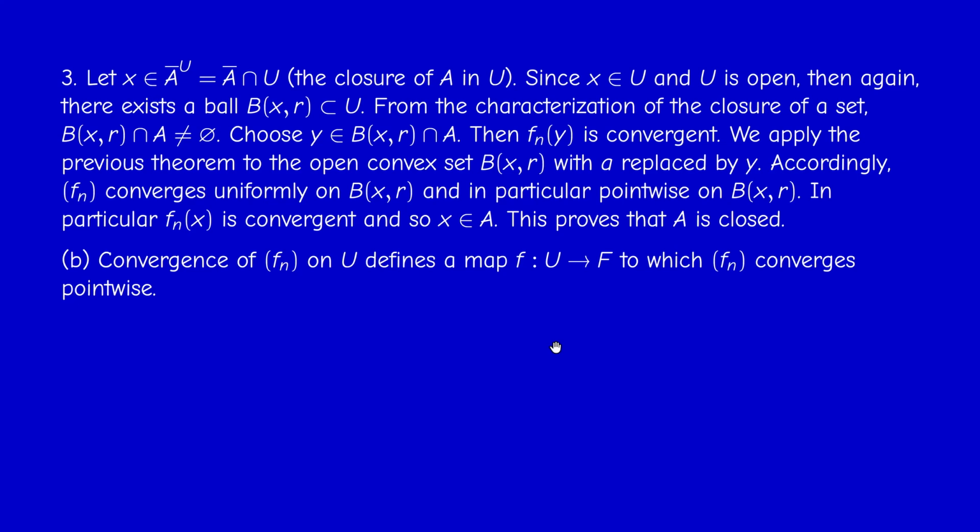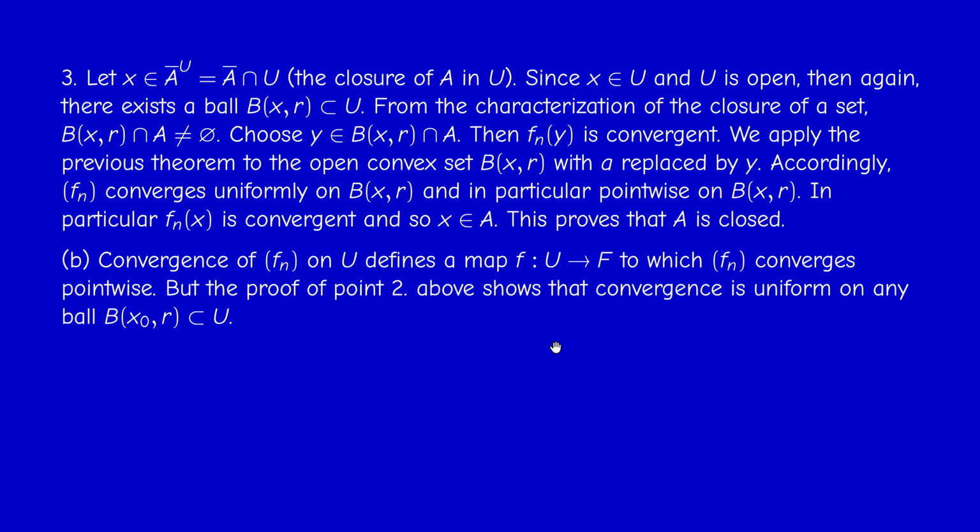Now, since Fn is convergent, we know as usual that we can define a limit map. So for every x we have a limit, and we call the limit f of x. So we have a function now. And the remark that we made before is that the convergence is uniform on every ball in U. So this is precisely the meaning of local uniform convergence. So this proves local uniform convergence.